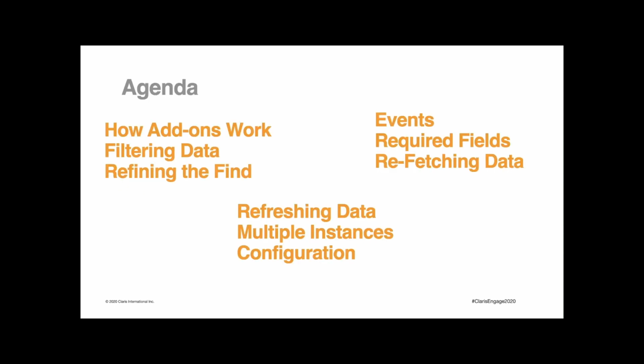So our agenda today is to talk through the various parts of these add-ons that would be very useful for a FileMaker developer. We're going to take a look at how add-ons work generally, just the universal principles behind them. We're going to talk about how to filter the data from the main found set. We're going to also talk about refining the find and just looking at that find script. We're going to talk about how the add-ons refresh data and how you can force a refresh anytime. We'll take a look at multiple instances, that is, using the same add-on multiple times in a file or on a layout.